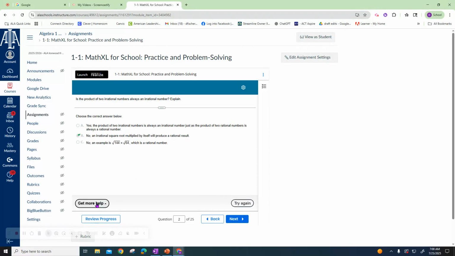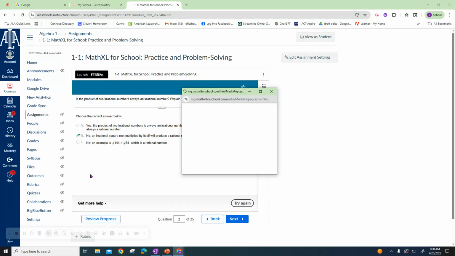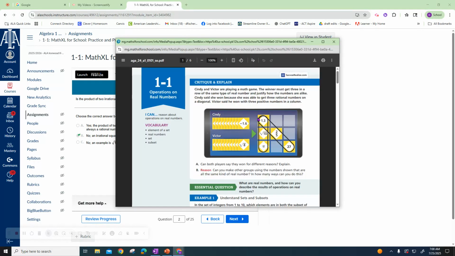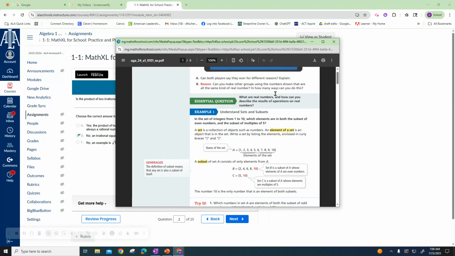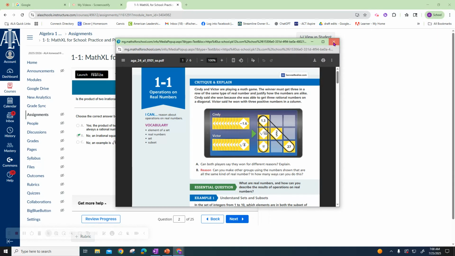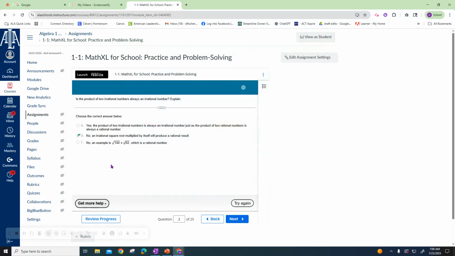Now, we can always use this down here, get more help. Now we can go right to the textbook sometimes, and you'll see this. Let's see what happens here. I haven't done this one yet. So there's the lesson that would be in your textbook, and kind of like our notes. So you can do that one, I guess. But if you lost your notes or forgot them at school, let's see what else we got here.